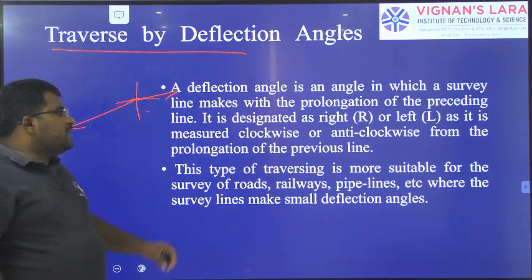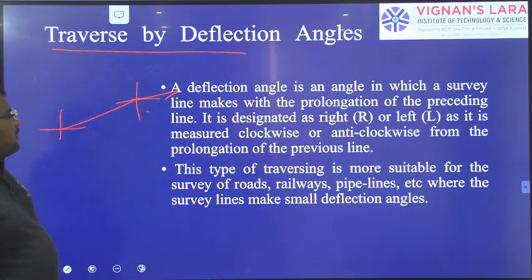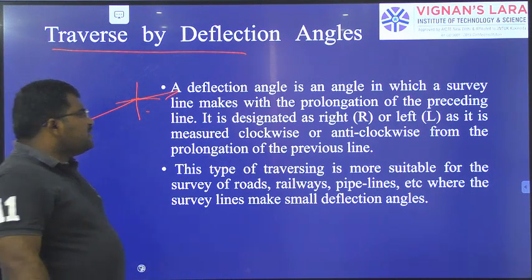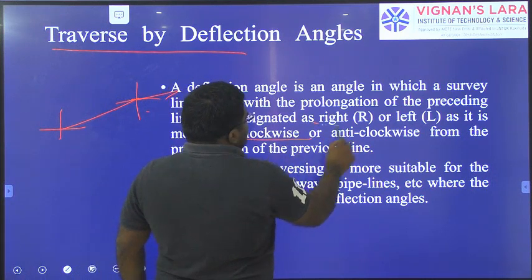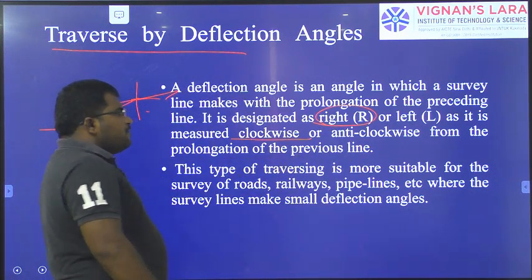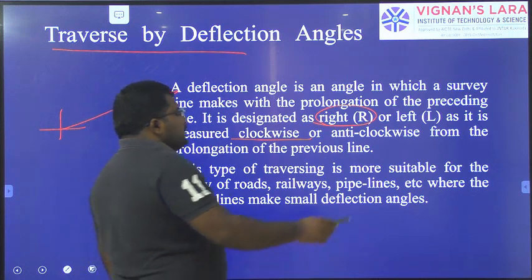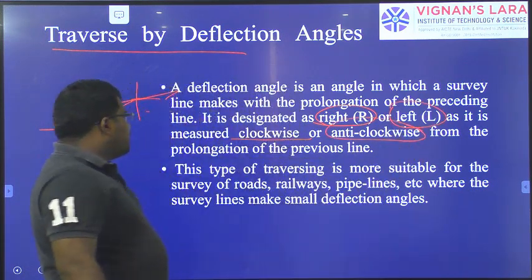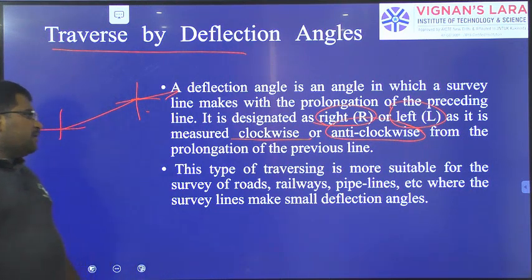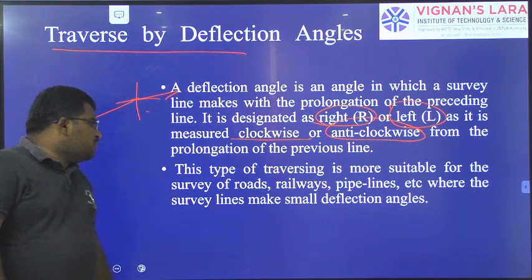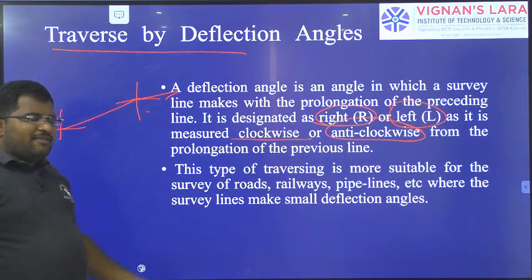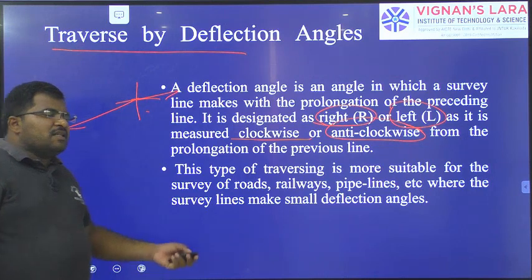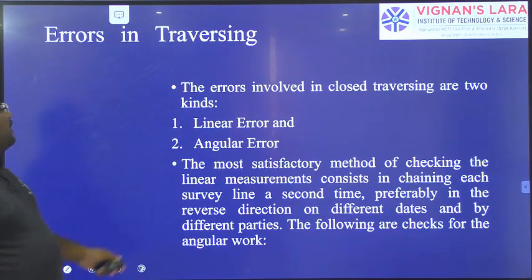It is designated as right or left as it is measured clockwise or anti-clockwise. So if you are measuring in a clockwise direction, that will be a right one, right? Or else it is a left, that is anti-clockwise from the prolongation of the previous line. This type of traversing is more suitable for the survey of roads, railways, pipelines, and where the survey lines make small deflection angles. Very small deflection angles.